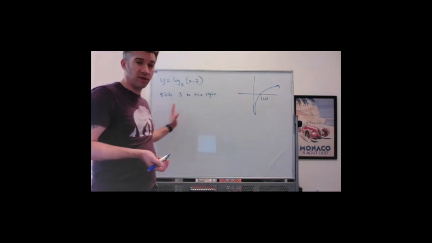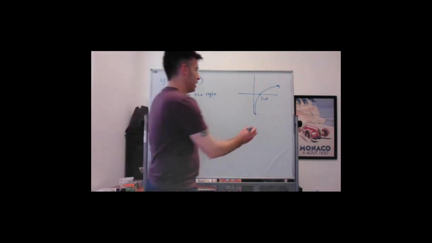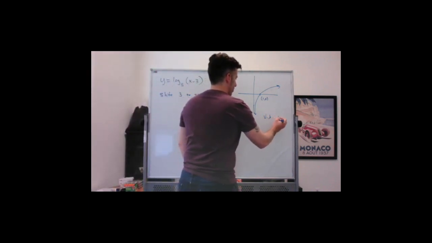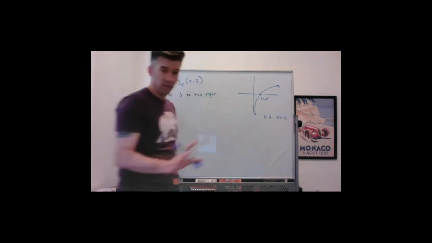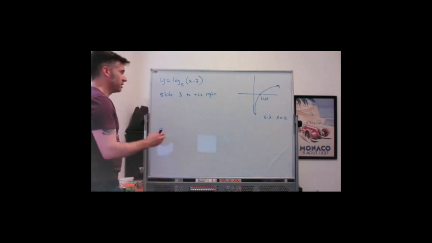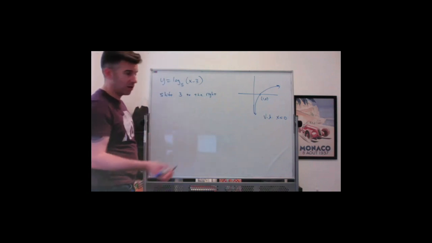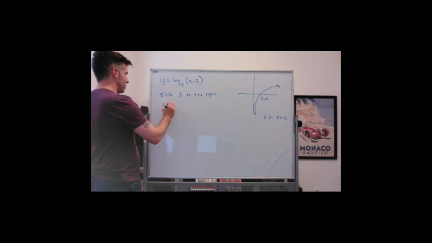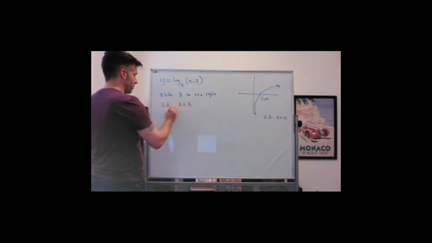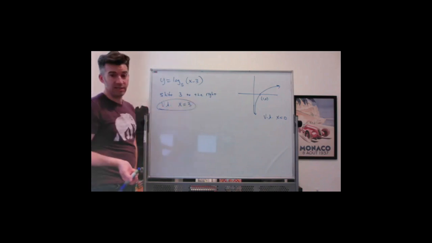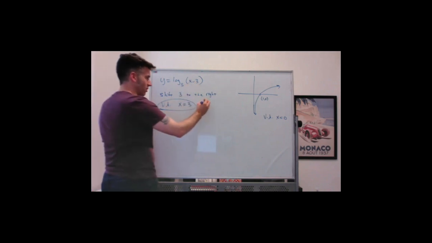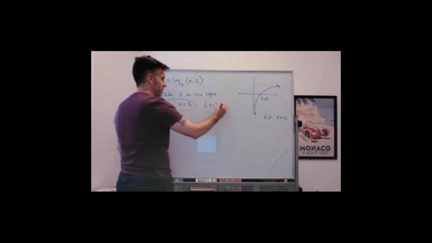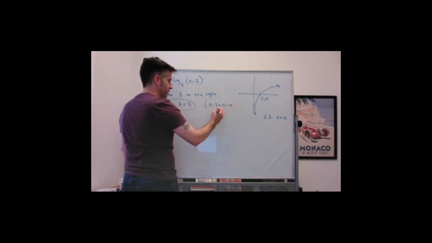This is going to take everything and shift it 4 to the right. Sorry, 3 to the right, not 4 to the right, apologies. So instead of having a vertical asymptote of x equal to 0, we're going to have a vertical asymptote of x equal to 3, which you can find by setting the insides equal to 0. x minus 3 equal to 0 gives us x equal to 3.